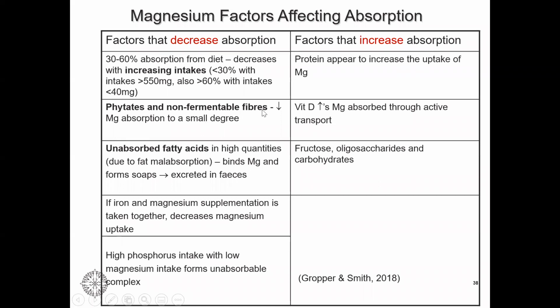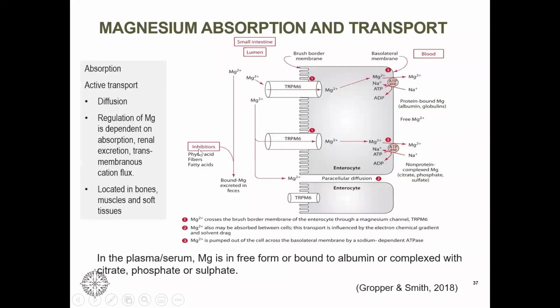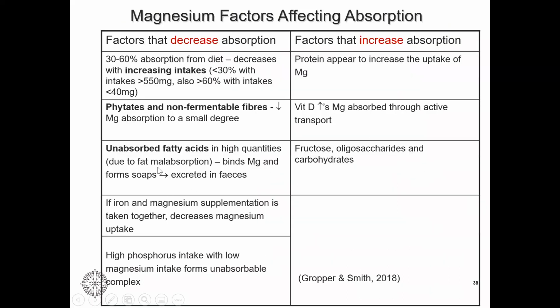Phytates and non-fermentable fibers bind to magnesium. And when this happens, magnesium may just be excreted. Then unabsorbed fatty acids: if somebody has malabsorption issues, if somebody has fatty liver, they may actually bind all that magnesium and excrete it in the feces. So optimal gut health and optimal liver functioning are important.